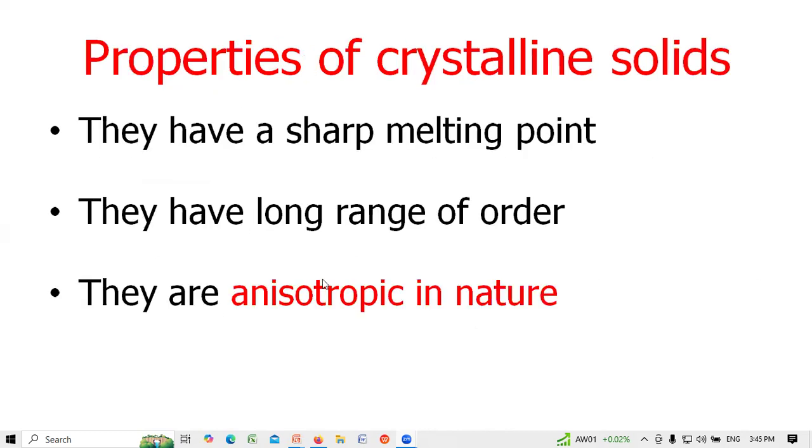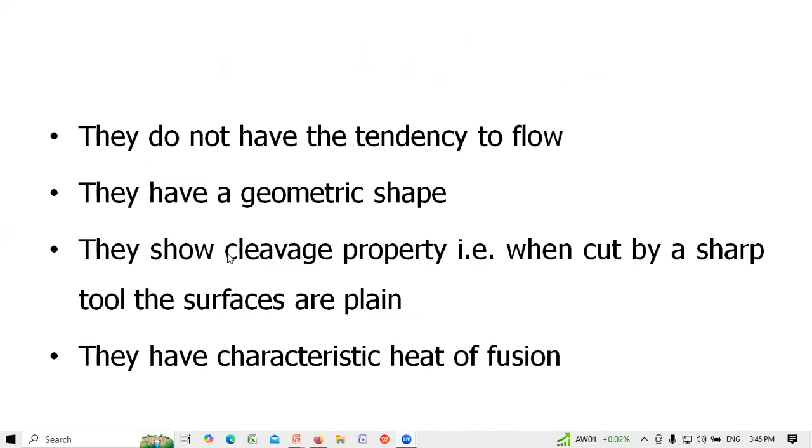Properties of crystalline solids: they have a sharp melting point, they have long-range order, they are anisotropic in nature, they do not have the tendency to flow, they have a geometric shape, and they show the cleavage property, that is, when cut by a sharp tool, the surfaces are plane. They have a characteristic heat of fusion.